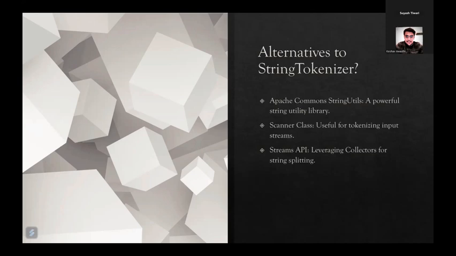Now, what are the alternatives that a user can use in place of string tokenizer? The first one is Apache Commons StringUtils, a powerful utility library. In Java there are various libraries which a user can use in place of a string tokenizer that are quite effective, even more effective than string tokenizer. Using the Scanner class is useful for tokenizing input streams, and using the Stream API means leveraging collectors for string splitting.